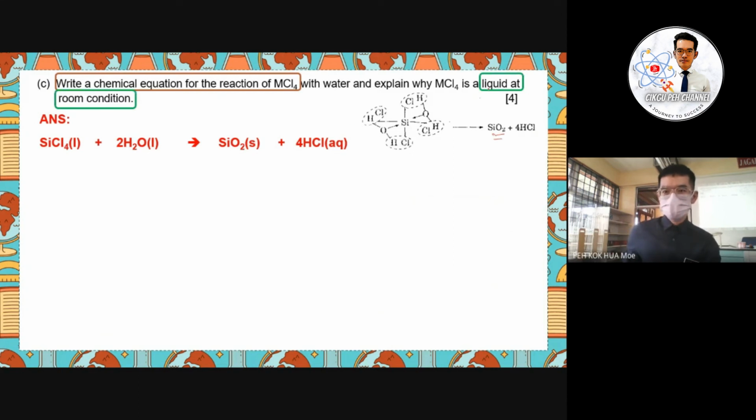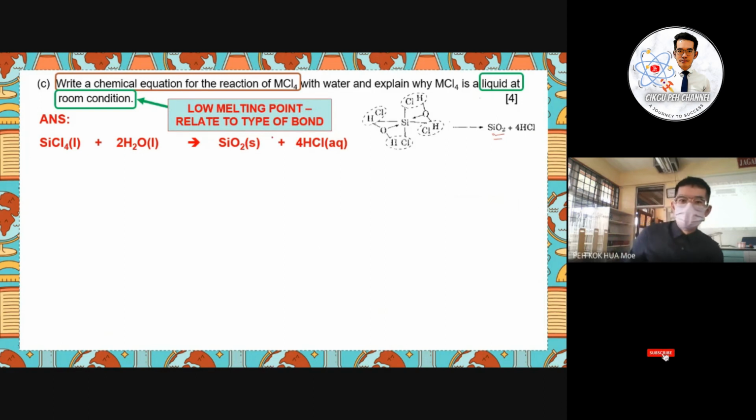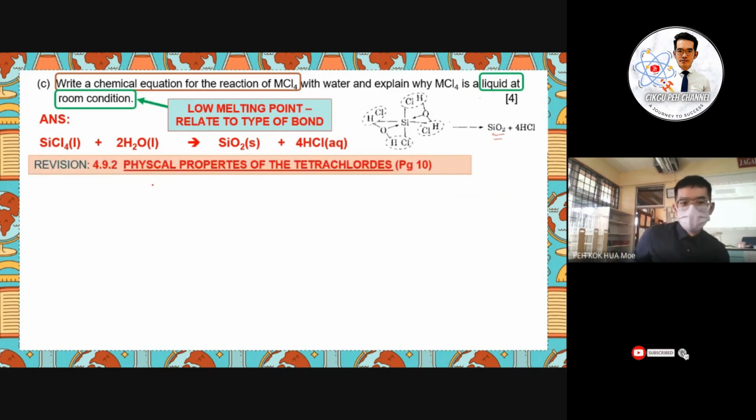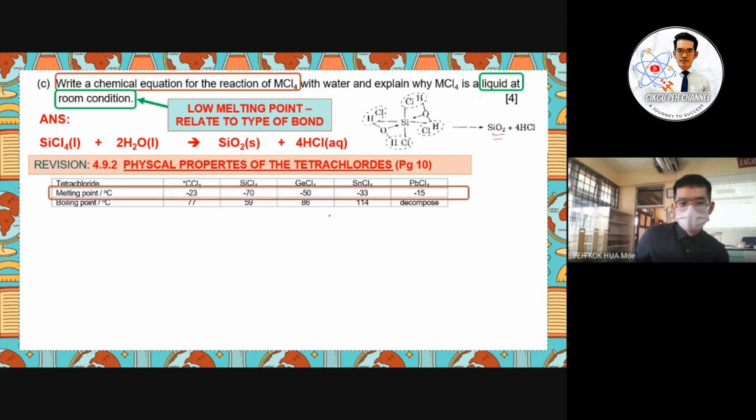This should be no problem. Then why is it in liquid at room condition? That means the melting point is very low. So when melting point is very low, we discuss about the intermolecular force, right? Which is a van der Waals between the molecule. Okay, it's weak. Okay, so relate to the bond. Okay, so here, physical properties of the tetrachloride, you have to study this part. So basically, we discuss the melting point as it increases.